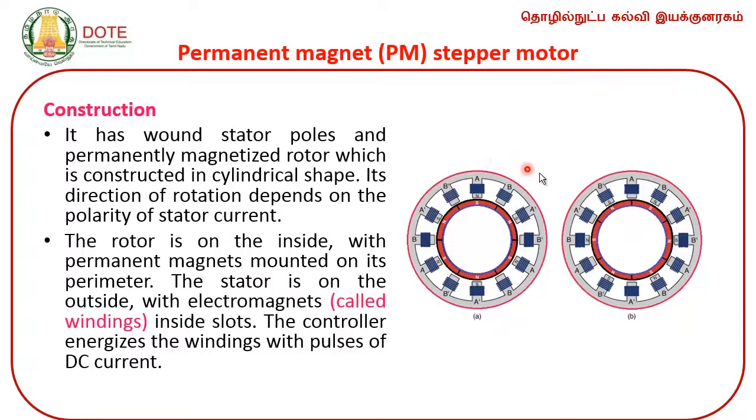Whether it is rotating clockwise or anti-clockwise, the polarity depends upon the stator current. The rotor is on the inside, with permanent magnets mounted on its perimeter. The stator is on the outside with electromagnets called windings. The controller energizes the windings with pulses of DC current.